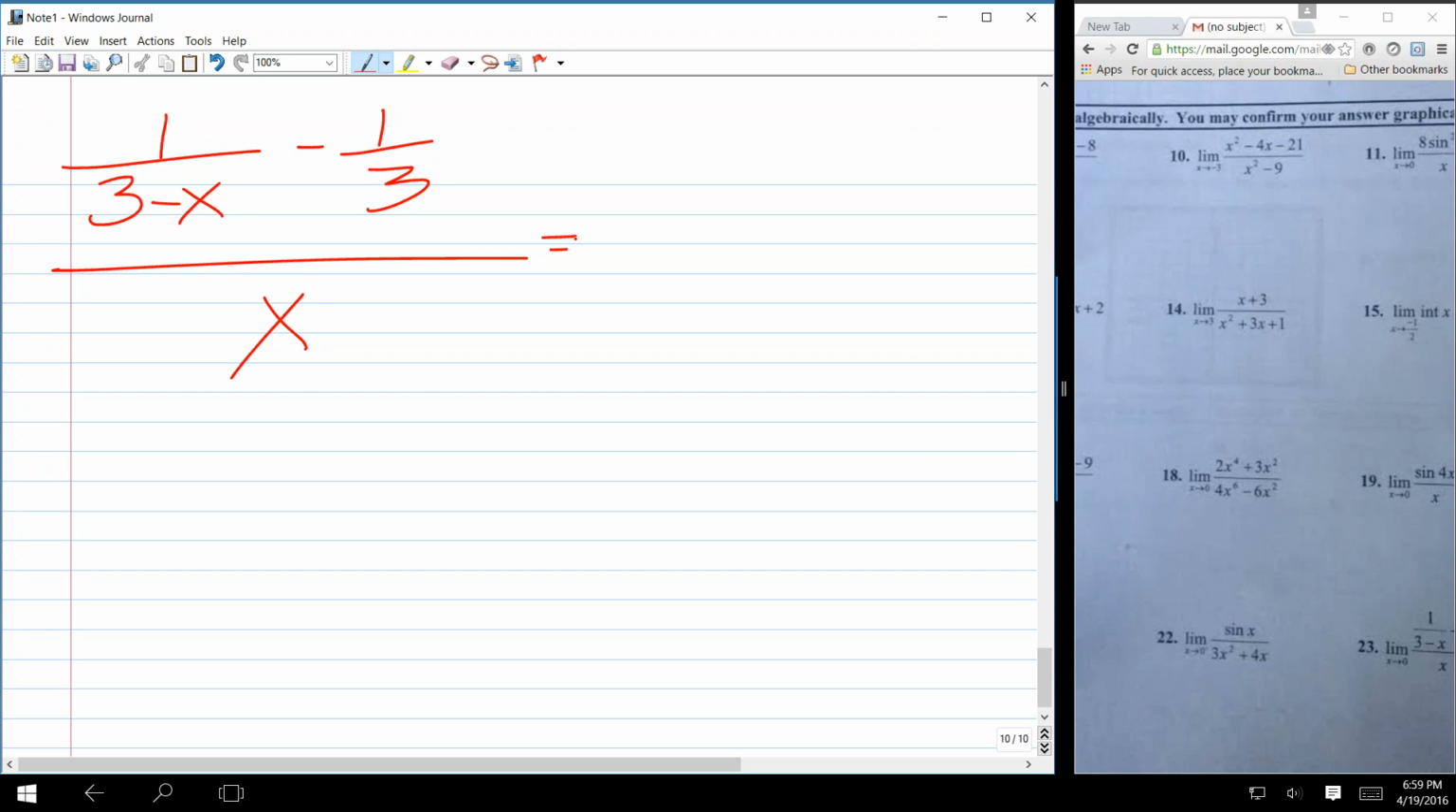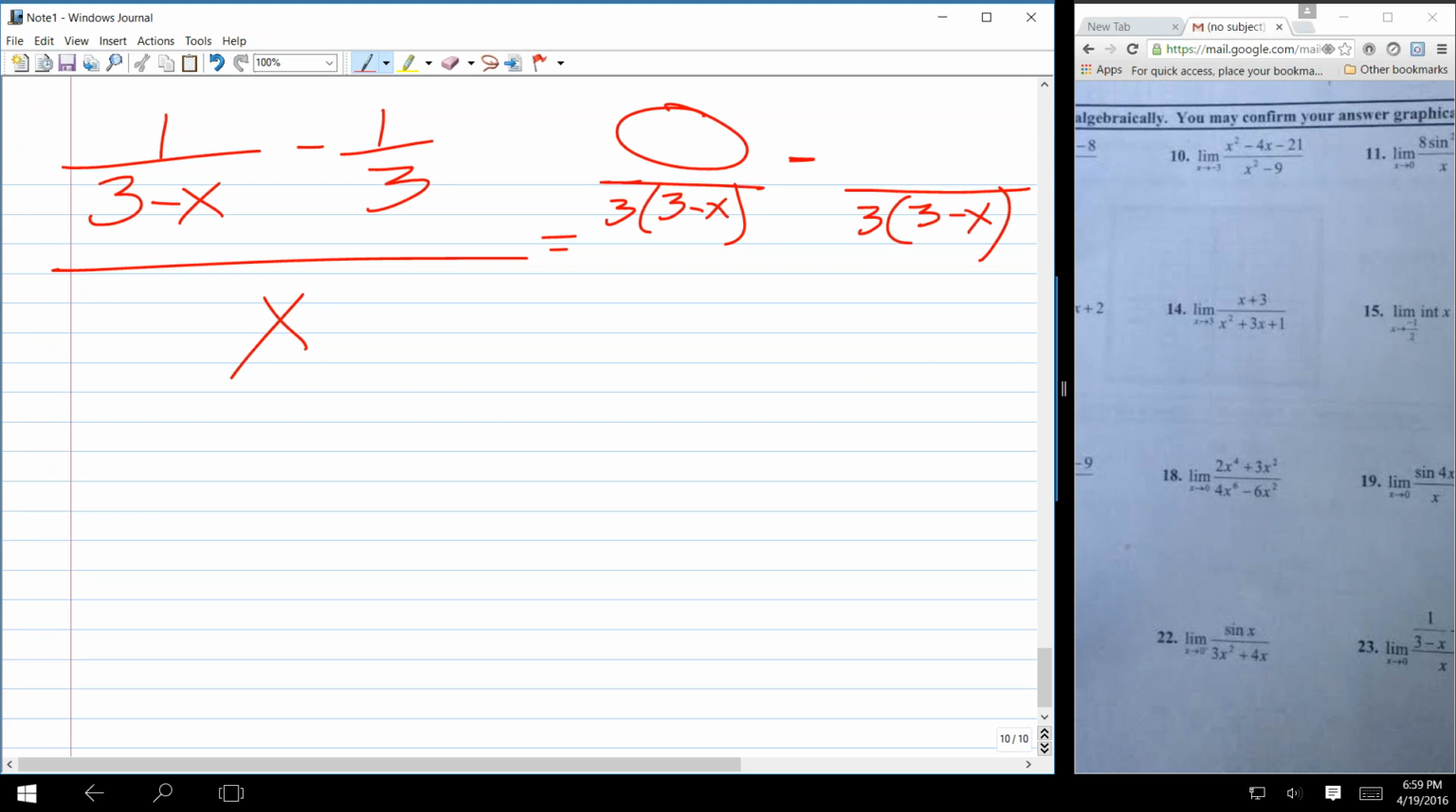Calculus requires some fairly sophisticated algebra. You need to find a common denominator. So what's the common denominator going to be? It's always the product when you have something like this. If I had 1 over x minus 1 over y, the common denominator is x times y. Well, my common denominator here is the product of these things, which is this.